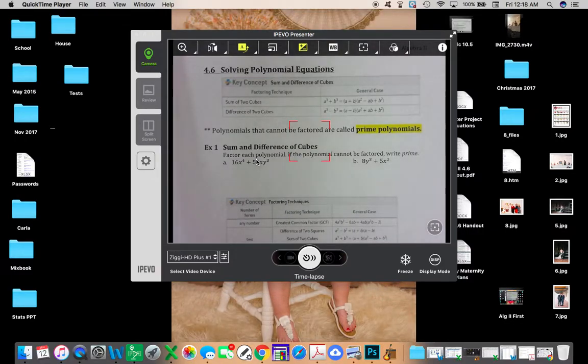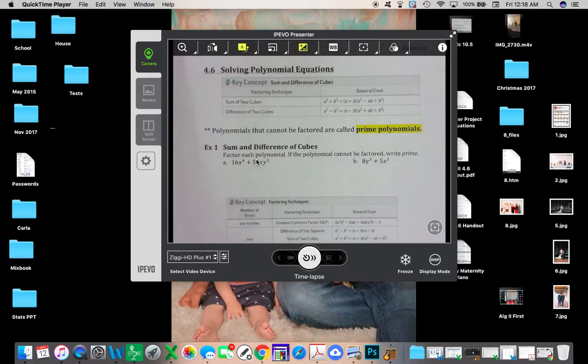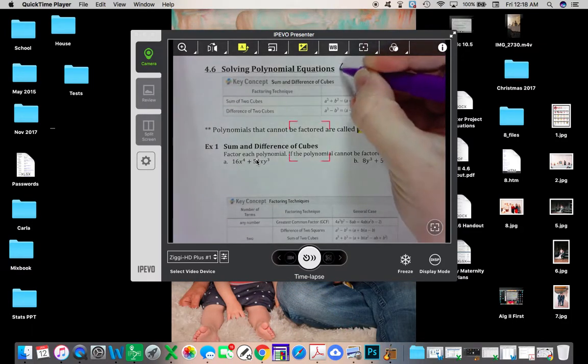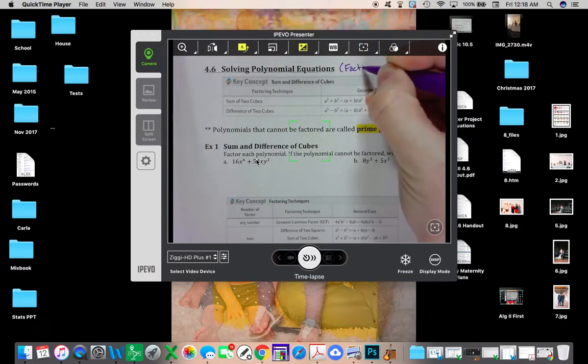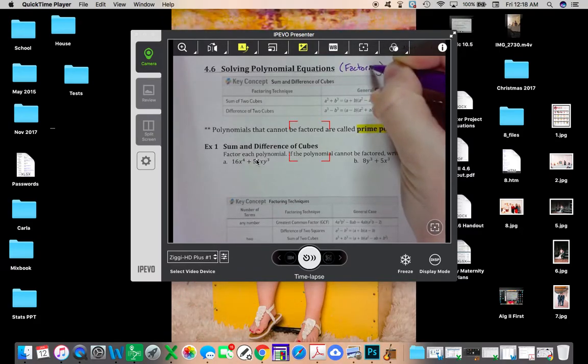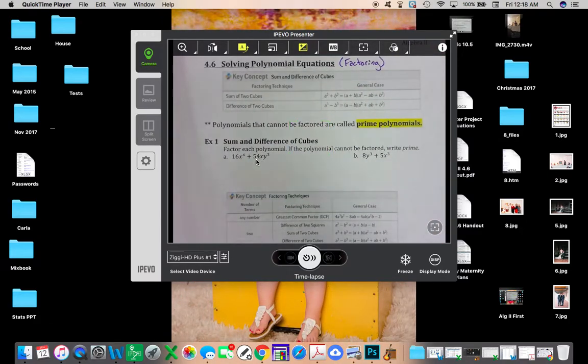This is section 4.6, which is solving polynomial equations. Solving polynomial equations is like factoring. That's what we're doing for this entire section. And I'm going to treat this section a little bit differently.